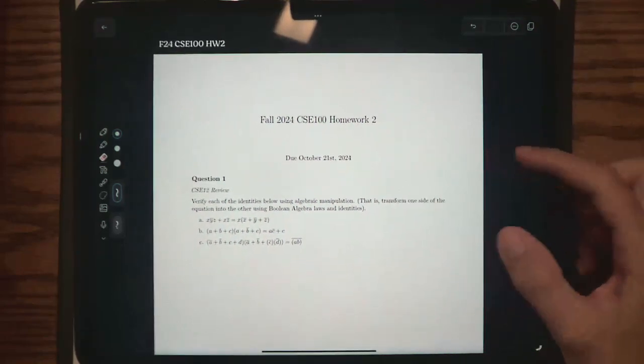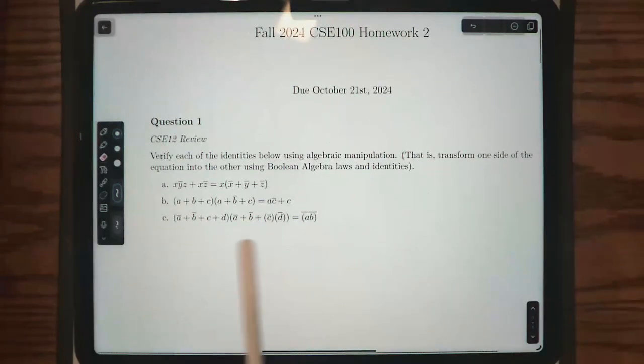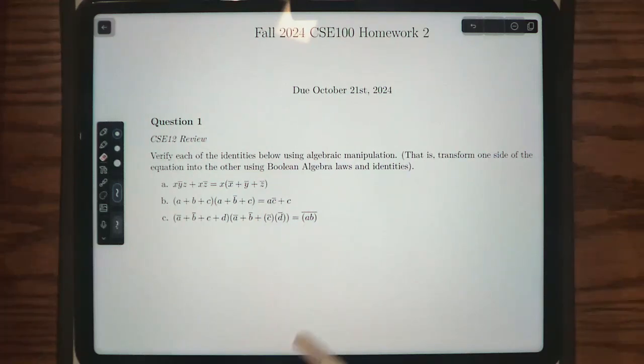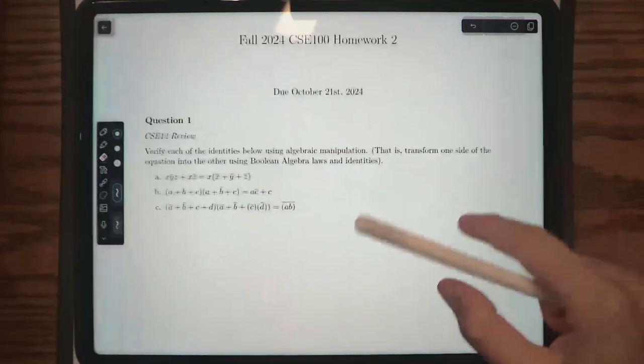I guess the first question is just Boolean algebra, a review from 12. In the resources tab on Canvas, I posted an article that talks about all the different Boolean identities. If you need a refresher on that, the article I linked is really good. There are also other resources online. Won't spend too much time on this.